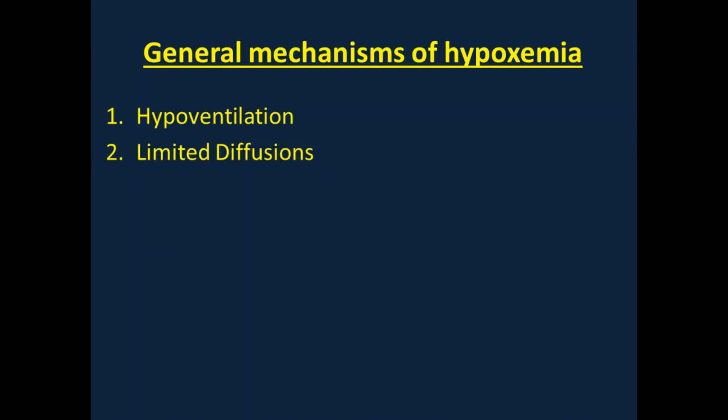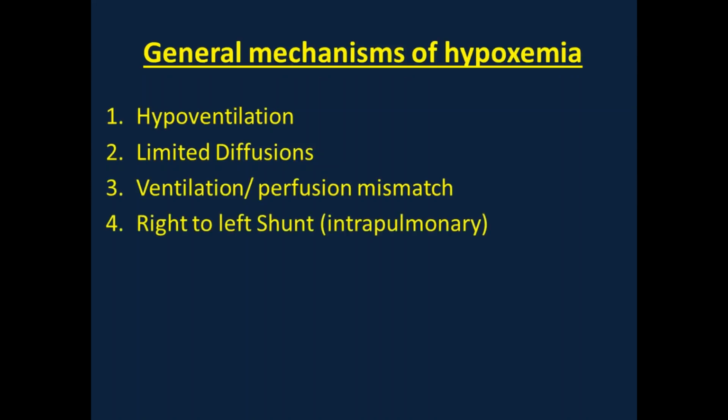So what are the general mechanisms of hypoxemia? We know that hypoventilation can cause hypoxemia with high CO2. Limited diffusion through alveolo-capillary membranes can cause hypoxemia. Ventilation-perfusion mismatch can cause hypoxemia. And the extreme of ventilation-perfusion mismatch is right to left shunt. When you have a collapsed lung and there is no aeration but just the blood flow, that's a kind of right to left shunt. It can be intrapulmonary, it can be cardiac or extracardiac.